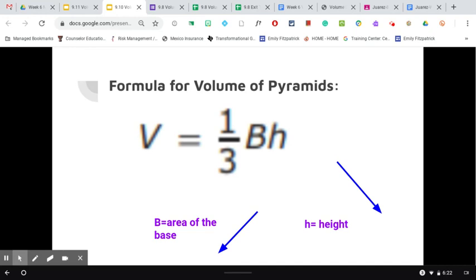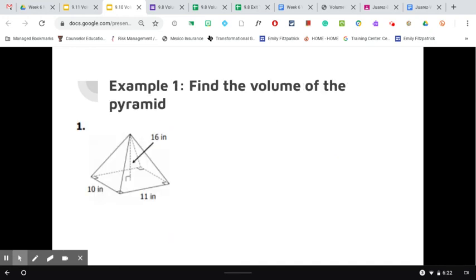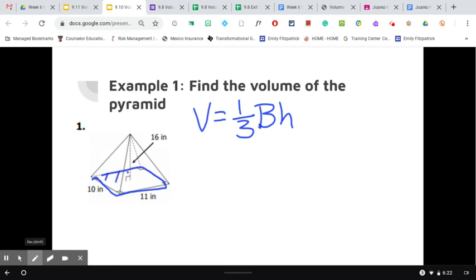Here is the first example. Find the volume of the pyramid. So let's start by writing our formula down. 1/3 area of the base times the height. So let's look at our base. Here it is. It looks like a square, but it's a rectangle. And I know it's a rectangle because one side's 10 and one side's 11, so they're not the same. So we want to find the area of that base. The area of the base is a rectangle.